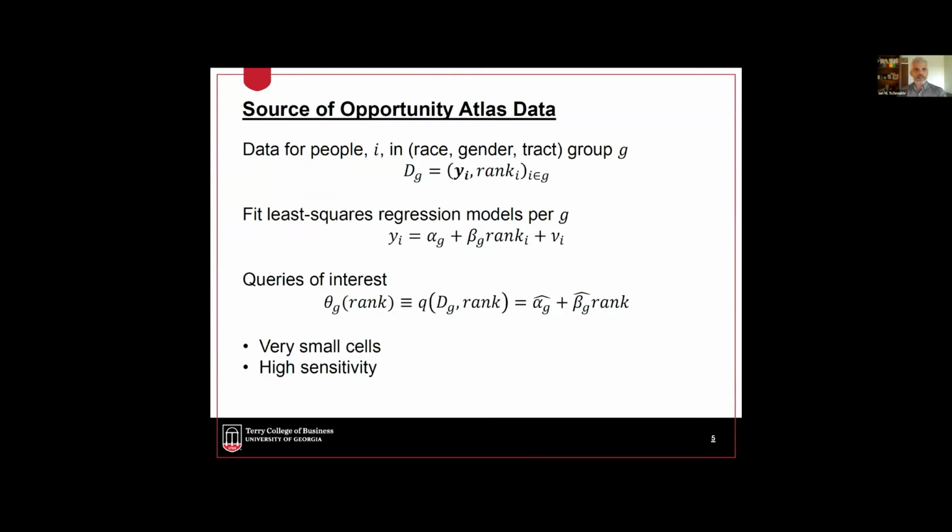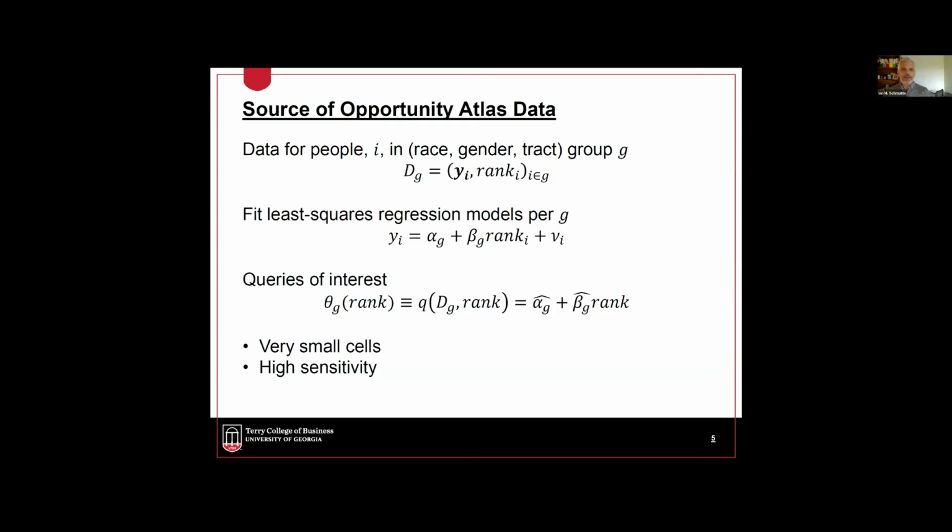So the Opportunity Atlas data are based on tax records, but we can think about the raw data a little bit more abstractly. So we've got data for individuals i, who are in some race, gender group, and who grew up in a particular census tract. So we'll think about all of that as being a group g. And these groups g partition all of the data. All right, so every individual in the data is going to fall into exactly one of these groups.